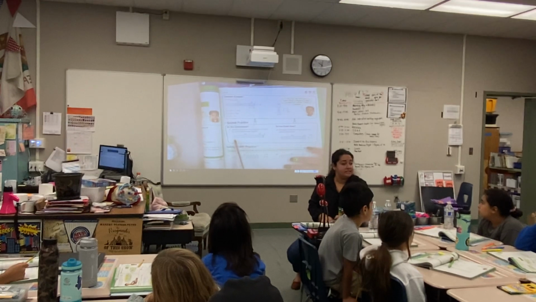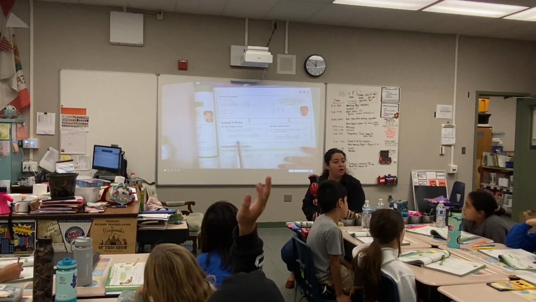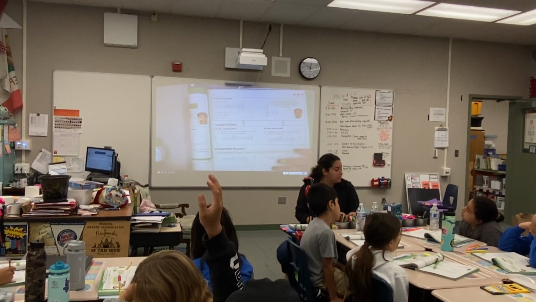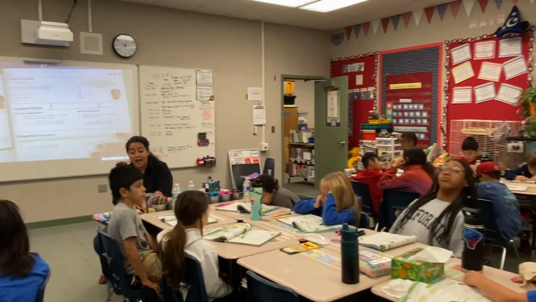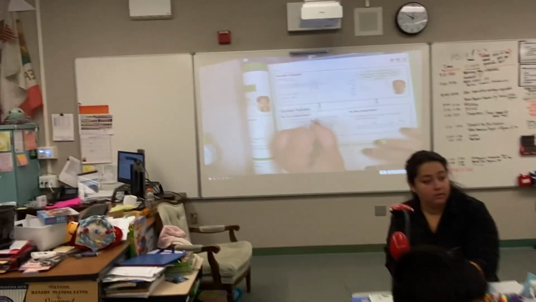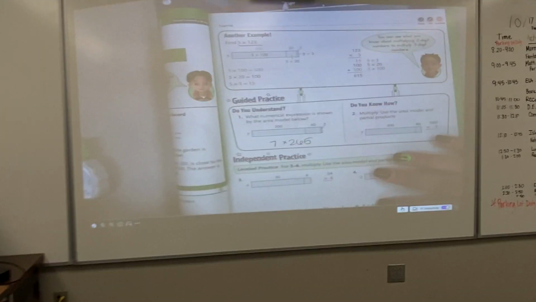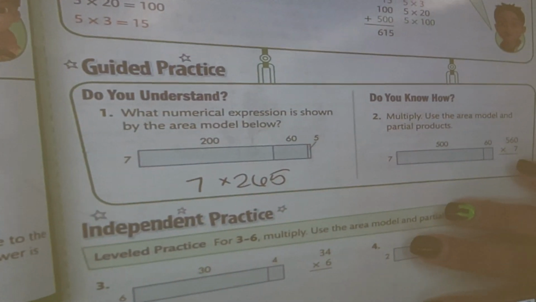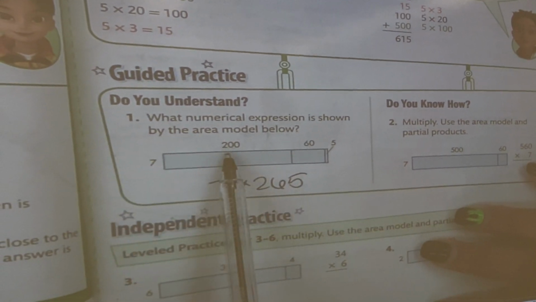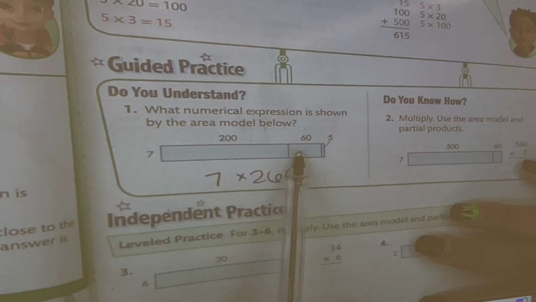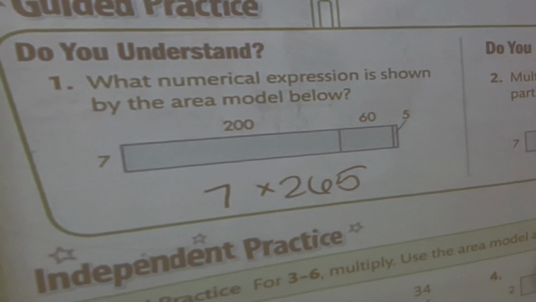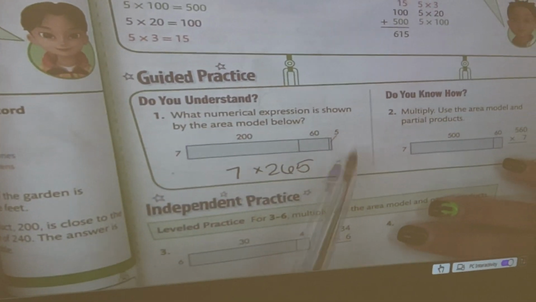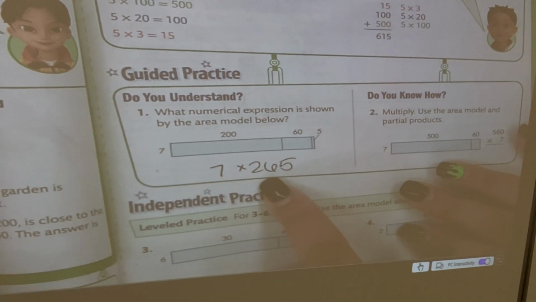So for number 1, we already see the area model. It's asking us to kind of work backwards and figure out what the numerical expression might be. Marika, what do you think it is? The numerical expression for number 1 is 7 times 265. Yeah, it's 7 times 265. Who sees how Marika got that answer? All he did, he looked at the area model and saw that it was a group of an area of 200, an area of 60, and an area of 5, and he added them all together, right, Marika? Just working backwards. The first one we had the numbers, and then we separated it out. This one it was already separated out, and we changed it to a numerical expression.